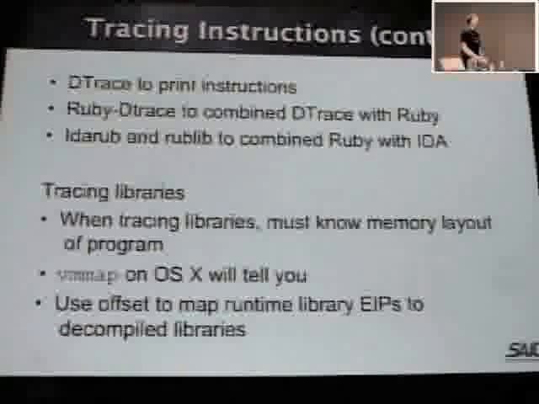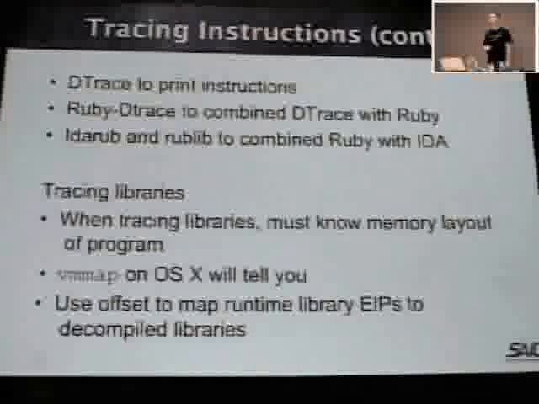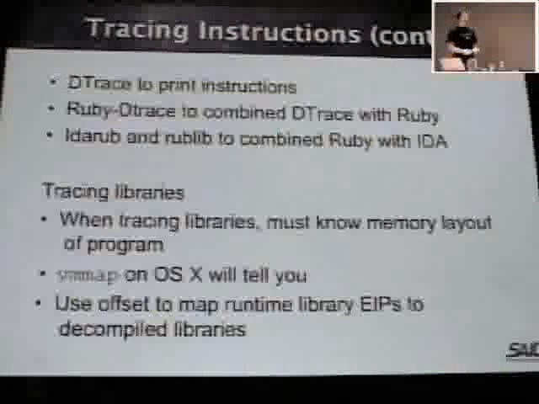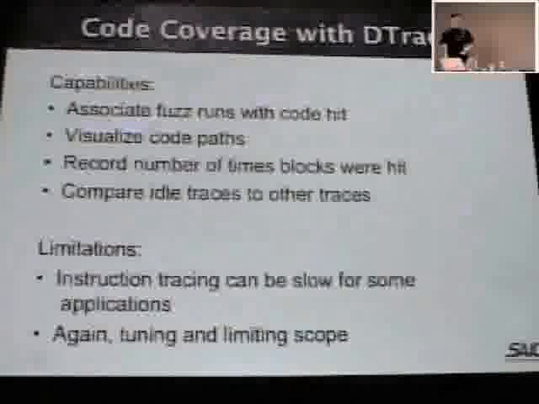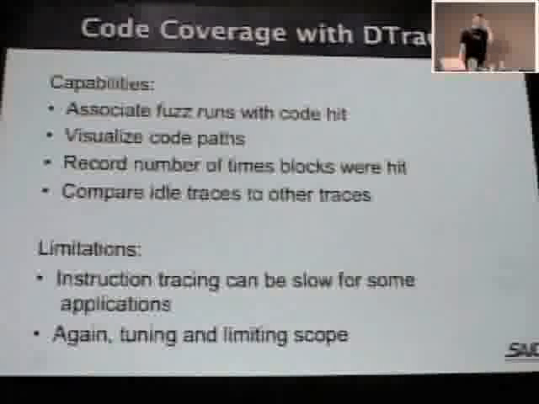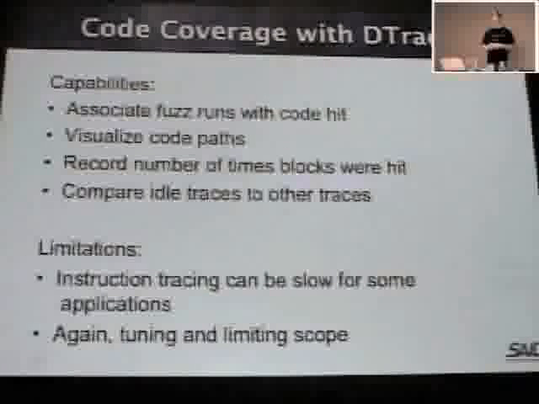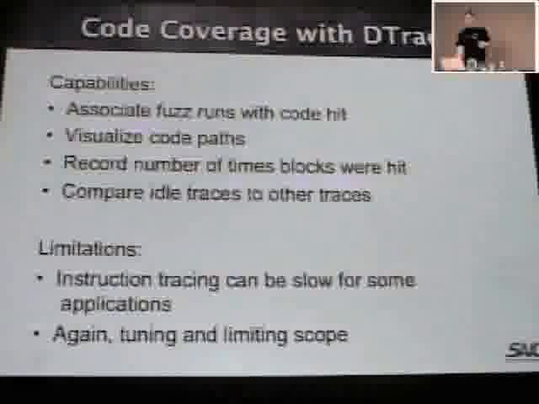Now, there are some things to be aware of, right? If you're tracing a library at runtime, the offsets are different than when you load that binary in IDA, so you have to deal with that mapping, which is easy. A VM map will tell you where the libraries are loaded at runtime. So this allows us to fuzz our application and then see what code we didn't hit and try to understand how we get to that spot in code. We can also visualize code paths really easily, and this is the real takeaway there.